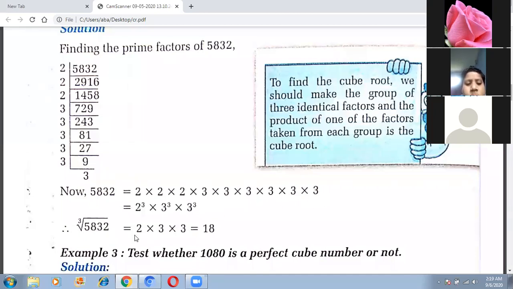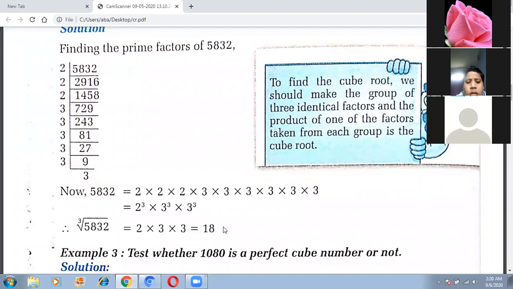Yes. Now after writing this in cube form, cube root of 5832 equal to, you take one factor from each group. In the group of 2 cube, you take the 2. In 3 cube, you take the 3. And in again 3 cube, you take the 3. Now you multiply these numbers. 2 into 3, 6, 6 into 3, 18.